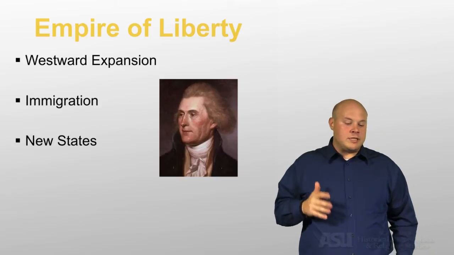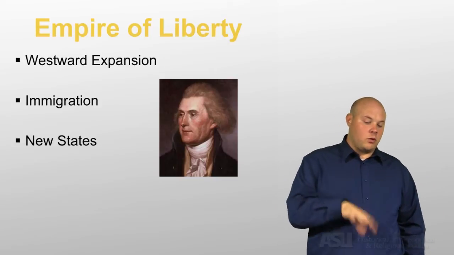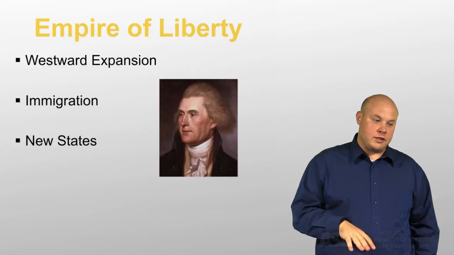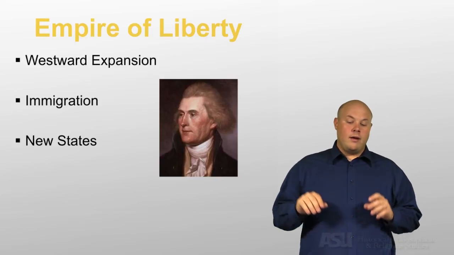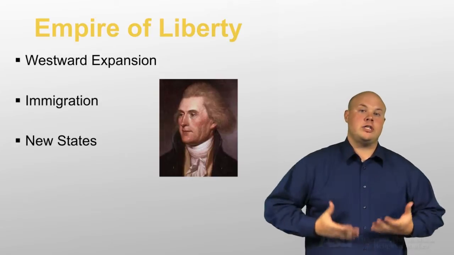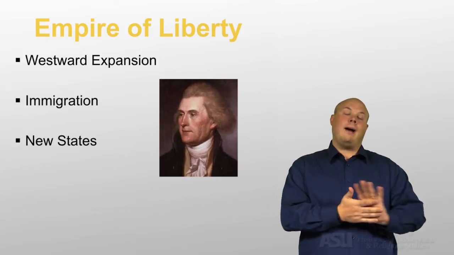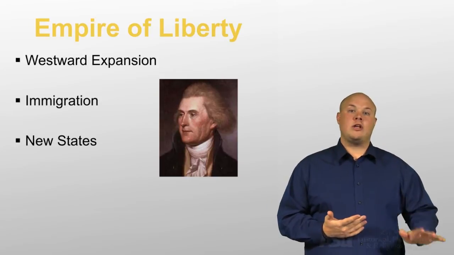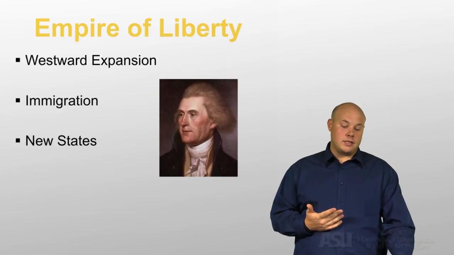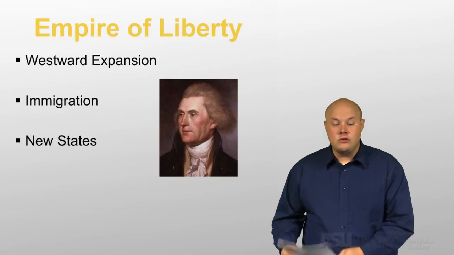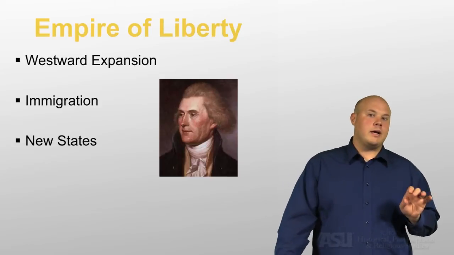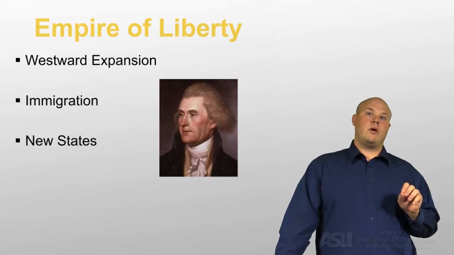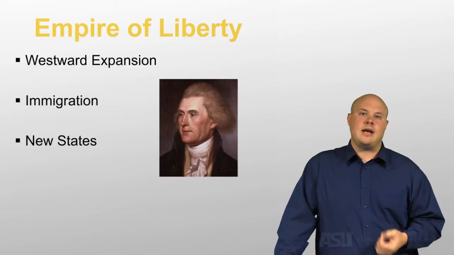Now, when it comes to immigration, one of the things that's also going to happen for Jefferson is literal expansion. We'll get to that in a moment, but Jefferson is going to encourage immigration in order to populate many of the western areas of the United States. We're also going to see a number of new states emerge during Jefferson's term, which is important because Jefferson wrote what we call the Northwest Ordinance in 1787.